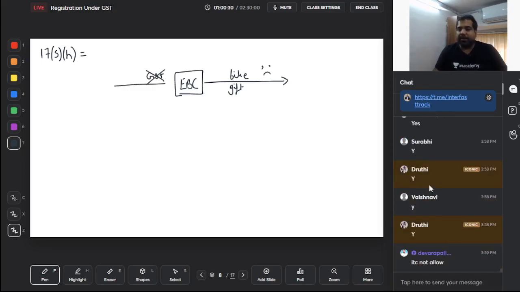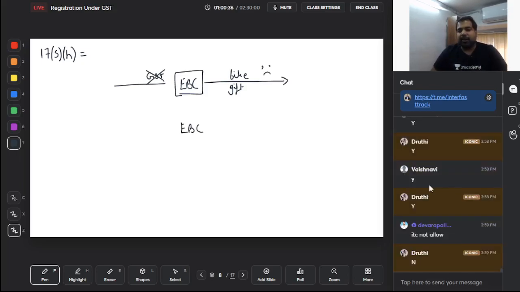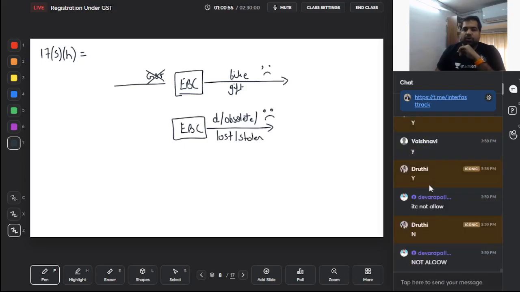So on samples, gifts, etc., will you get credit? No, you will not. And guys, what if EBC has 10 bikes in their godown and the godown catches fire? Let's say the goods are destroyed, or the goods become obsolete, meaning outdated, or the goods are lost, or the goods are stolen. Then in this case, will the government get GST? No. So even in this case, I know this is unhappy, but still you will not get credit.